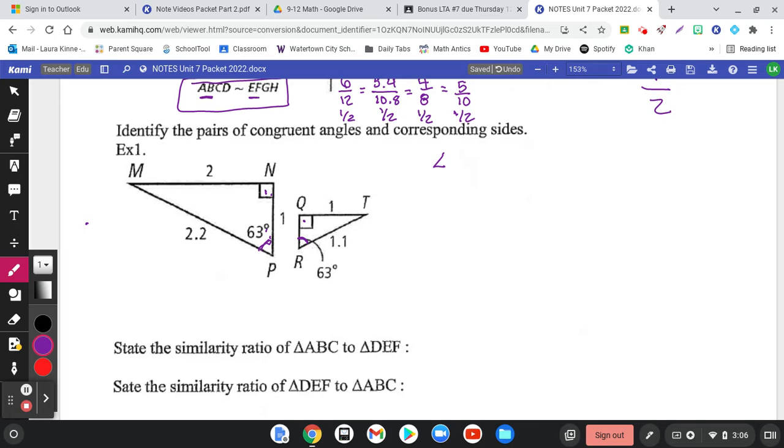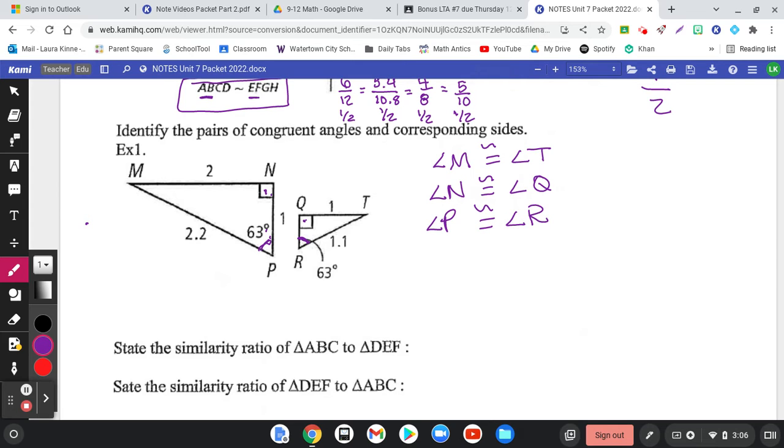So let's write down what angles are the same. Why don't we just go alphabetically? Angle M, angle N, angle P. So I'm just looking at the three angles here. So M would match angle T over here, and they're congruent because they're the same size. Angle N is my right angle, that's congruent to angle Q. And angle P is 63, and so is angle R.